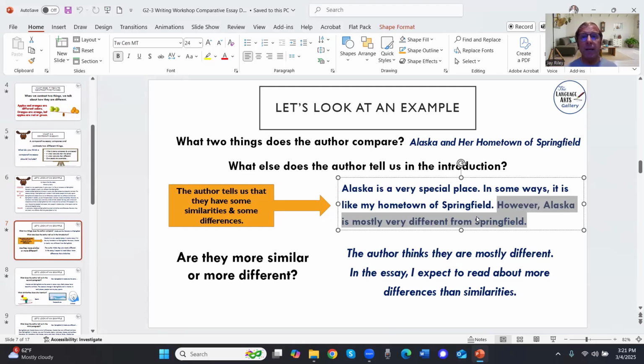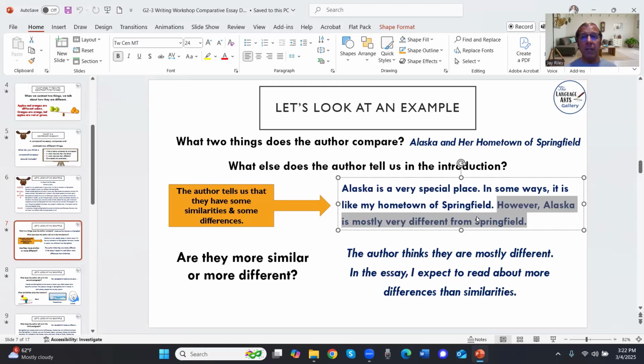You do have an argument. So this student is saying that Alaska is mostly very different. Now, this is where we have to be really direct with our students, and we have to get them to understand that if we're saying Alaska is mostly very different, I need to see that reflected in the body paragraphs.